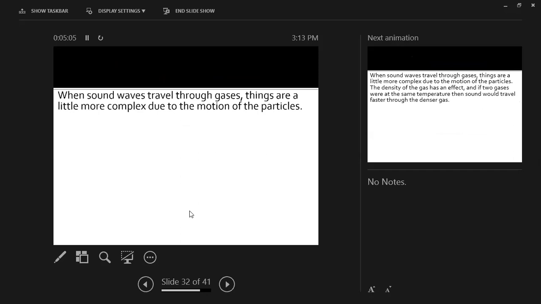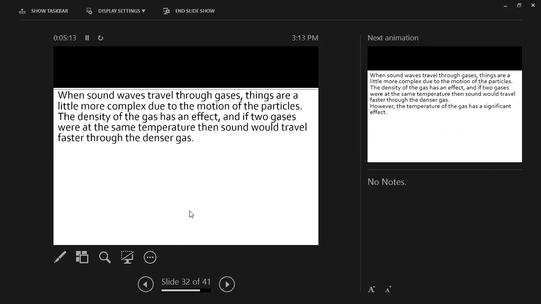So when sound waves travel through gases, things are a little more complex due to the motion of the particles. Remember, the density of the gas has an effect, but if two gases were at the same temperature, then sound would travel faster through the denser gas. If they are at the same temperature, but one of them is denser than the other one, for example, let's say there is oxygen and carbon.